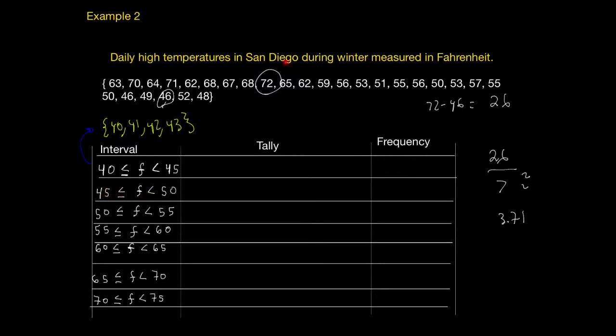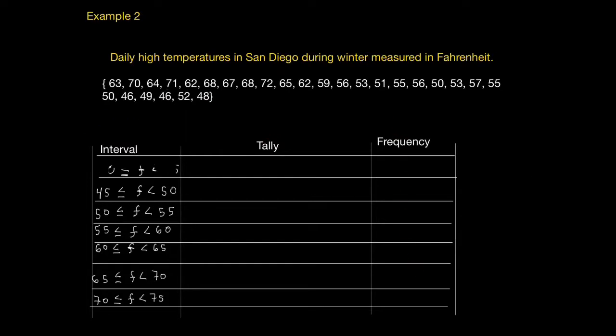Okay, so let's arrange our data, let's tally it up, and then let's get the frequencies. So I'm going to begin tallying these numbers up one by one. I'm going to start with 63. What bin does 63 fit into? Well, 63 is between 60 and 65, so we're going to tally it up in this bin right here. So we have one tally there.